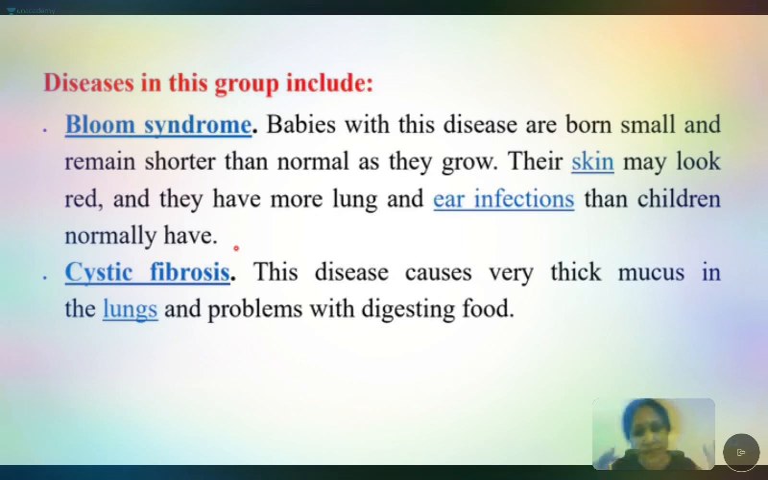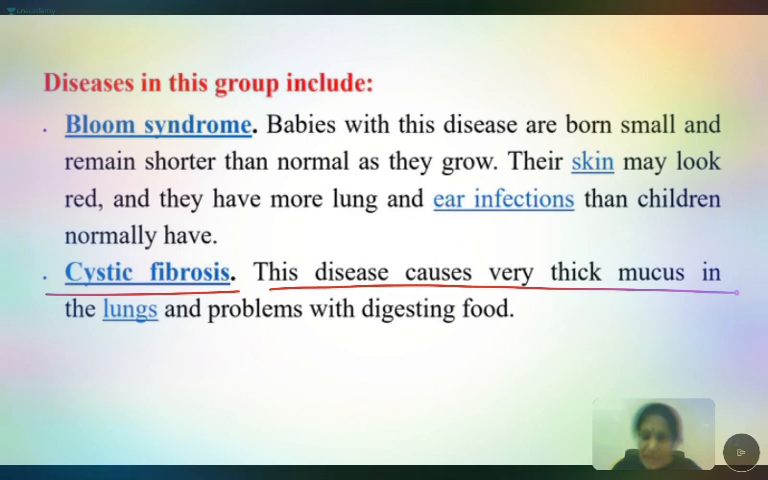Cystic fibrosis, you know this. This disease causes very thick mucus in the lungs and problems with respiration and digestion. Clear? Cystic fibrosis is also rare among the general population, but common among Ashkenazi Jewish people. Why? Probably, coincidentally people having this disease were there in that population, and inbreeding increased the numbers. Clear for all of you?